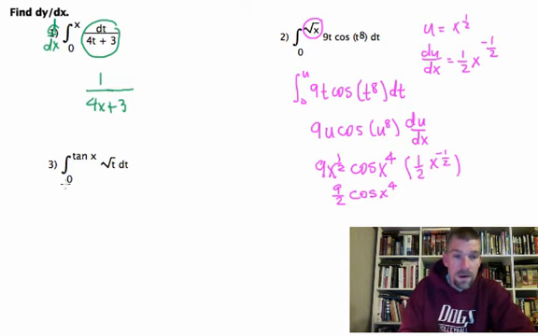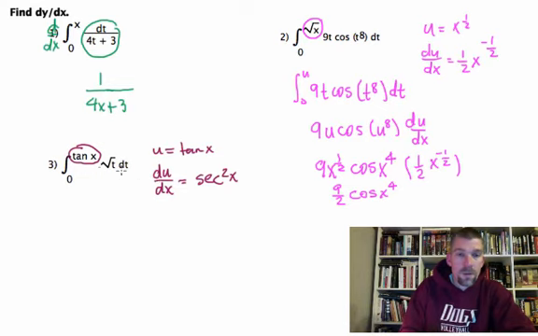What about this guy right here? Question number 3. Tan x, that's going to be our u. So we're going to let u equal tan x. And then we're going to let du dx be equal to the derivative of tangent x, which is secant squared x. And so now what do we do?